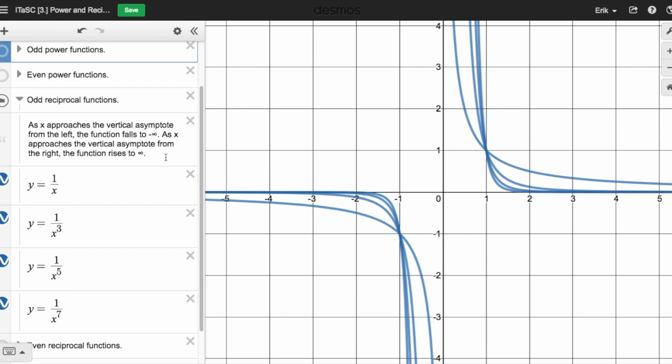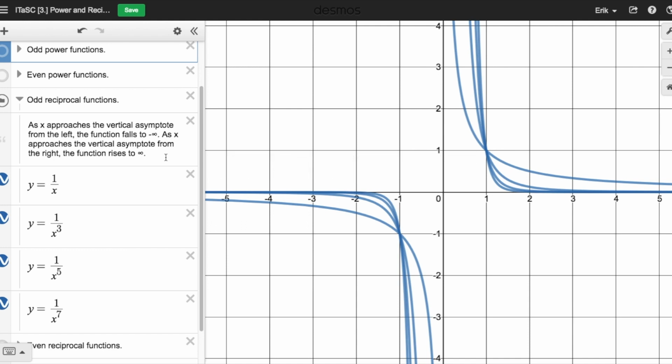And those are all odd powers of x. We can see there's a vertical asymptote in the middle. So when x is 0, all of those functions are undefined. We can't divide by 0. But as we look to that vertical asymptote, we can see what's happening to the function. If we're approaching that vertical line in the middle from the left, the function is falling. And we say here that it falls to negative infinity. It's heading toward the bottom of the graph.